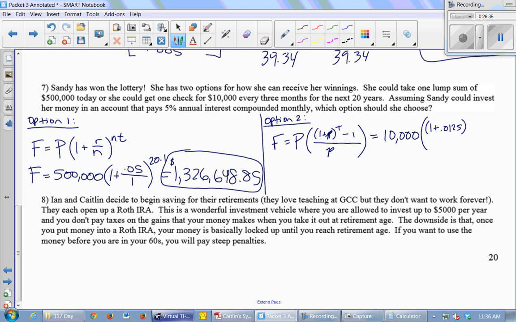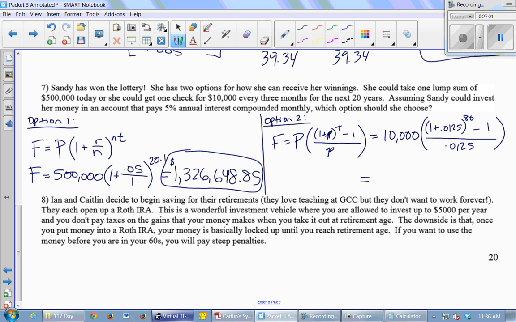And then I raise that to the capital T, which is the number of payments I'm going to get. How many $10,000 checks am I going to receive total? 80. Yep. 20 years, 4 a year. So I'm going to get 80 of those checks. And then I have minus 1 over 0.0125 for little p.